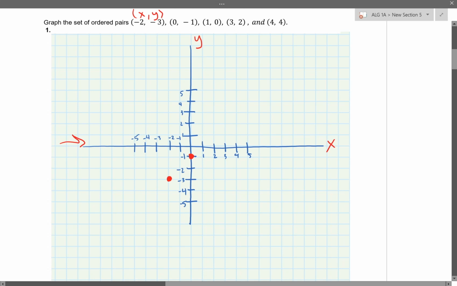The third one says go to 1 first. So 1 is right here. And stay at 0. So that's right here. The next one is 3 and 2. So go to 3. So 3 on the x-axis is 1, 2, 3. And then up to 2, 1, 2. Last but not least is 4 and 4. So go to the right over to 4. Go up to 4. Alright. Last but not least, all I got to do is connect my dots.